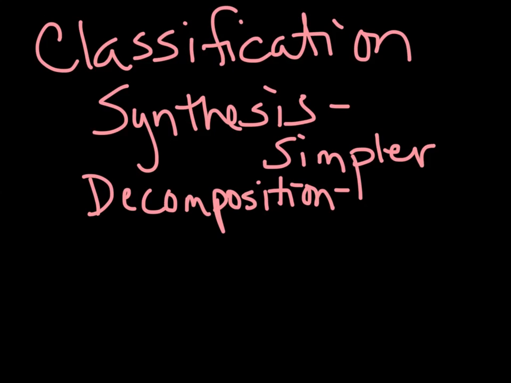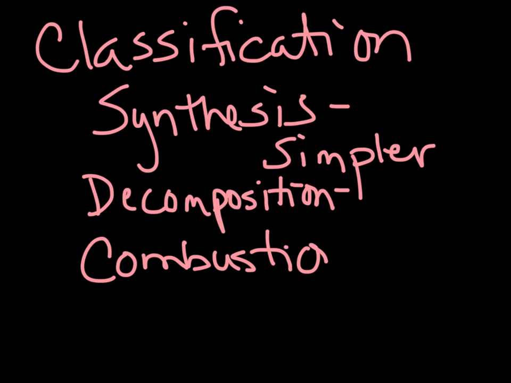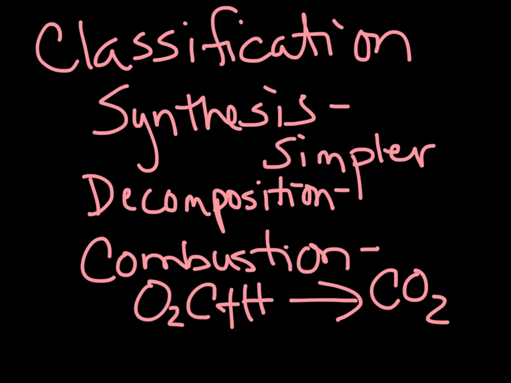In this one, the reactant breaks down into simpler products, which could be elements or other compounds. And the last one is combustion. In combustion, you are going to get where one reactant is always oxygen, and the other one often contains carbon and hydrogen. And what it's going to produce is carbon dioxide and water. Let's add a little plus in there too.